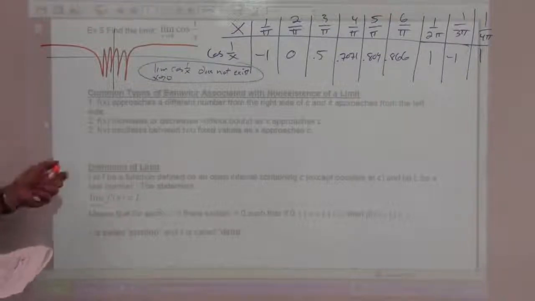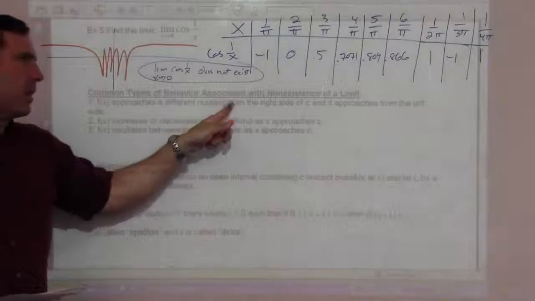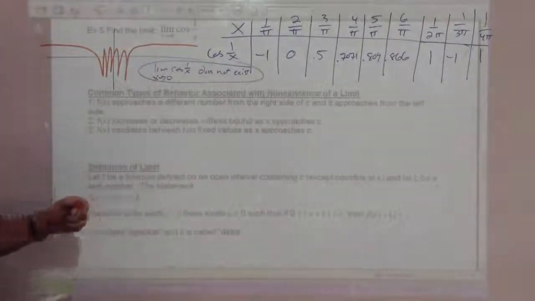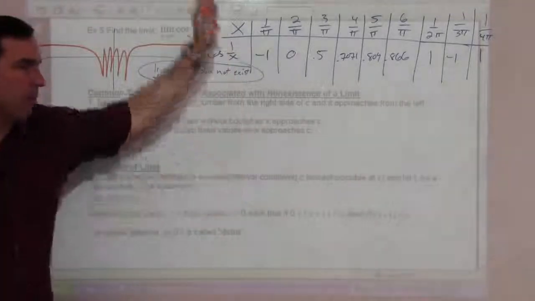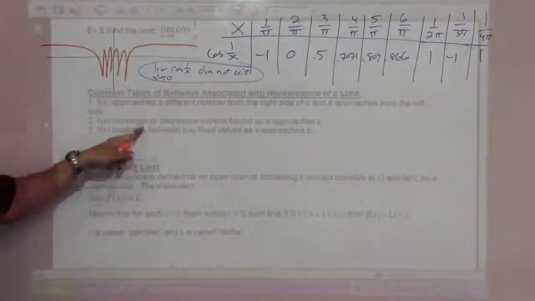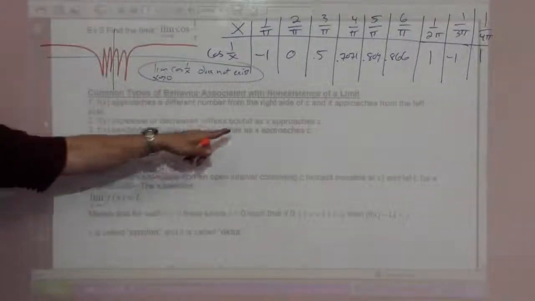Okay, common types of behavior associated with non-existence of a limit. F of x approaches a different number from the right side of C as it approaches from the left side. F of x increases or decreases without bound, goes up to infinity. Or F of x oscillates, like we saw here, between two fixed values. It's going between negative 1 and 1 as x approaches C.